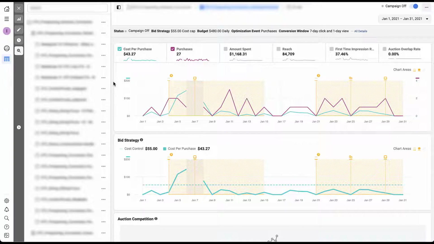If you were wanting to see how that worked. The first chart up here at the top is going to be effectively just a trending chart of a number of different stats, and those stats are going to be cost per purchase, purchases, amount spent, reach, first time impression ratio, and auction overlap rate.